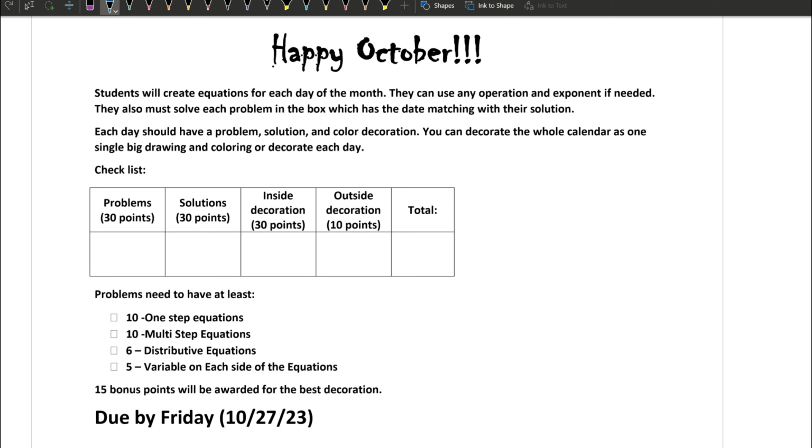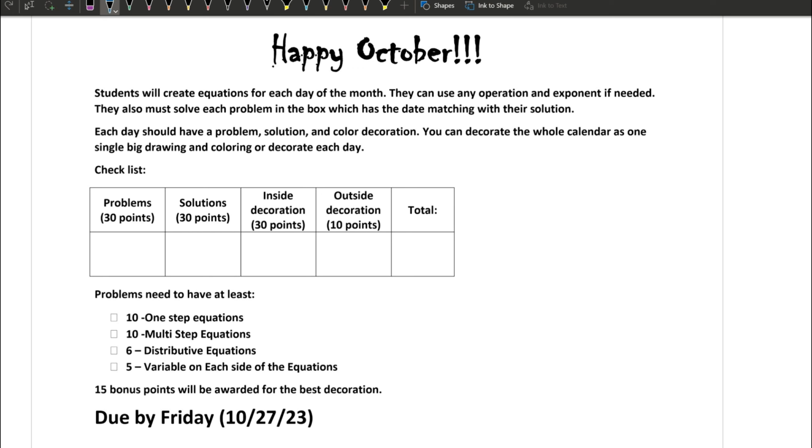Okay, so basically you're going to create equations whose answer matches the date of the month. Then you're going to decorate the calendar as one single big picture, or you can decorate each box separately.